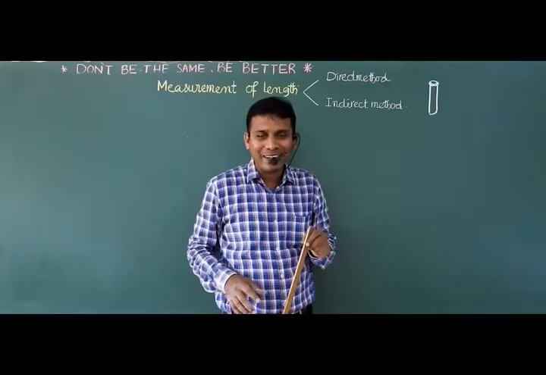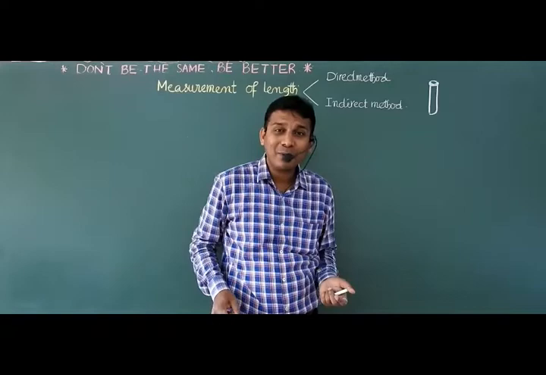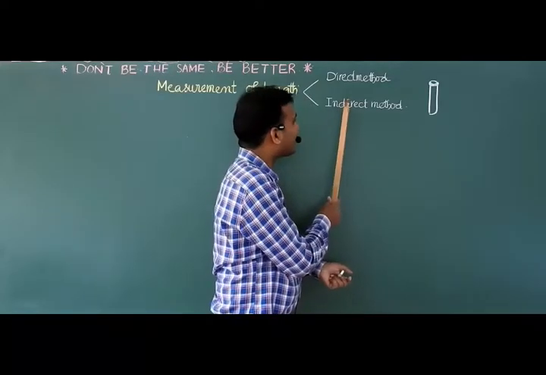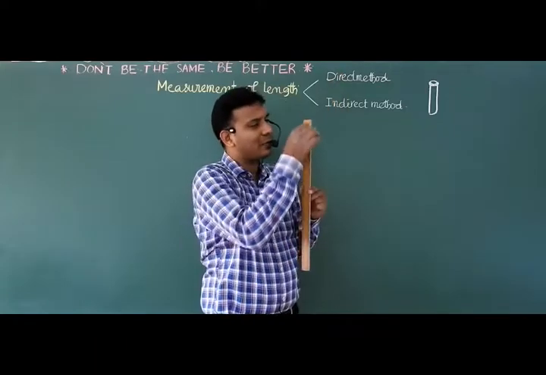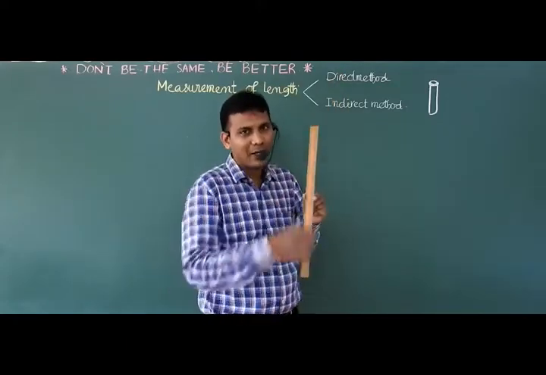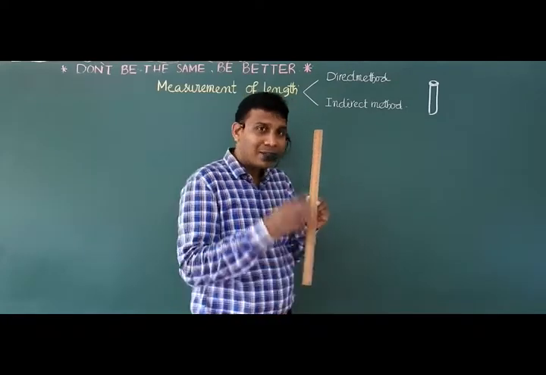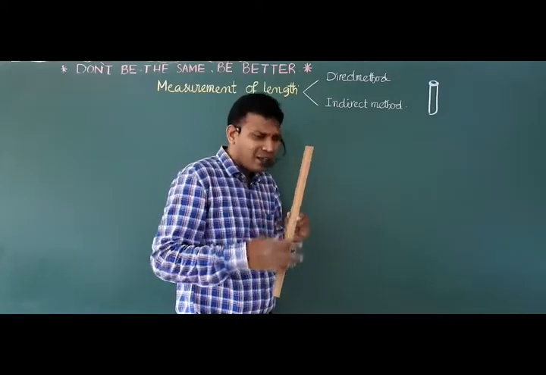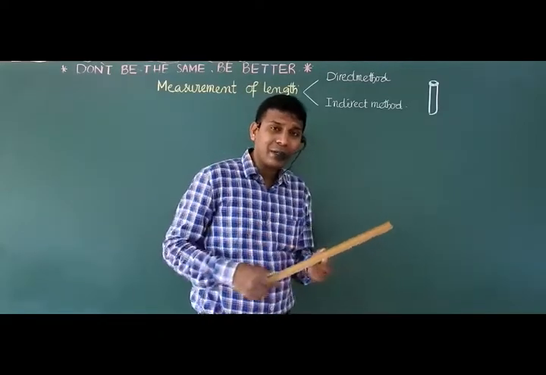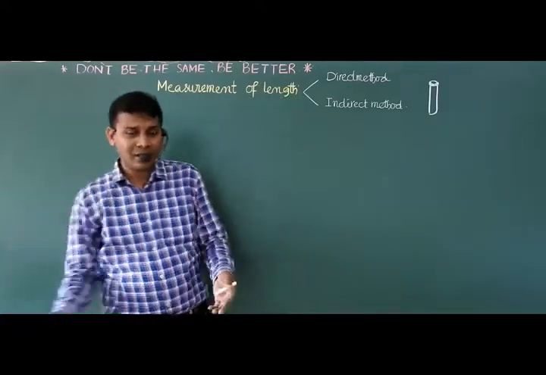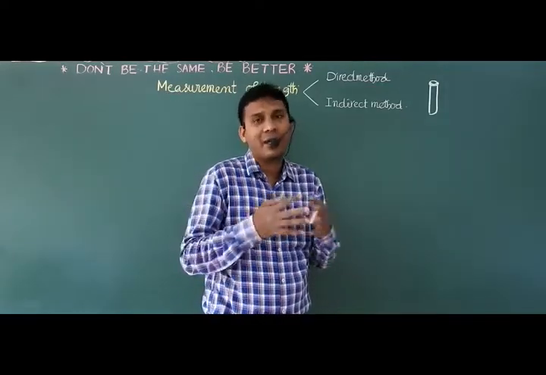We cannot use vernier calipers. We cannot use a screw gauge. Then how to measure? Which method are you supposed to follow? That is the indirect method. Okay? In the direct method, you have to use a meter scale, screw gauge and vernier calipers. So with the help of these three, we can measure the length directly. But if you want to calculate the distance between Earth and Sun, these instruments are not at all suitable. So there we have to follow indirect methods.